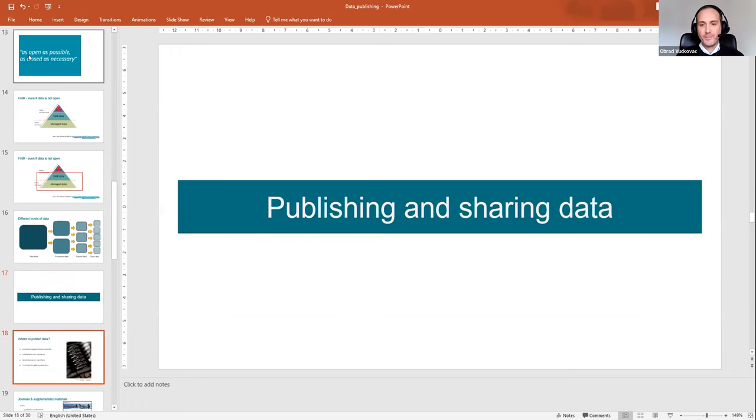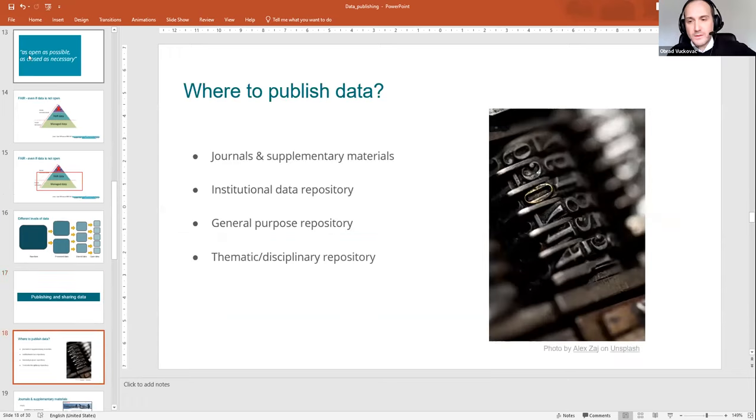So now, publishing and sharing. With that in mind, we have these usual avenues where we can publish the data. These are four usual ones, and I will explain them in more detail. But here I ordered them from the less advisable to the more advisable ways of publishing data.